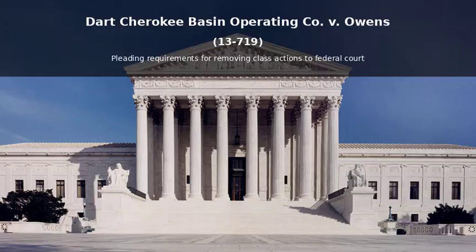Owens moved to remand the case to state court, arguing that the removal notice was deficient because it contained no evidence proving the amount in controversy exceeded the threshold. In response, DART submitted a detailed declaration from a corporate executive supporting an amount in controversy exceeding $11 million. The district court granted the remand motion, reading 10th Circuit precedent to require evidence of the jurisdictional amount in the notice of removal itself, and refused to consider the later submitted declaration. DART sought permission to appeal from the 10th Circuit, which was denied.